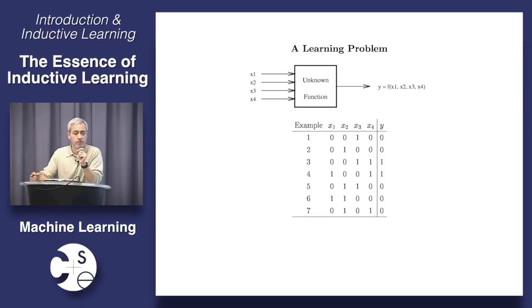Now what do I have? What I have is examples of the function. So here's a table with examples of my function. For example, my first example says that when x1 is 0, and x2 is 0, and x3 is 1, and x4 is 0, then y is 0. So I have 7 examples. And now, of course, my job is to induce what the value of the function for the other examples is. All right, over to you.